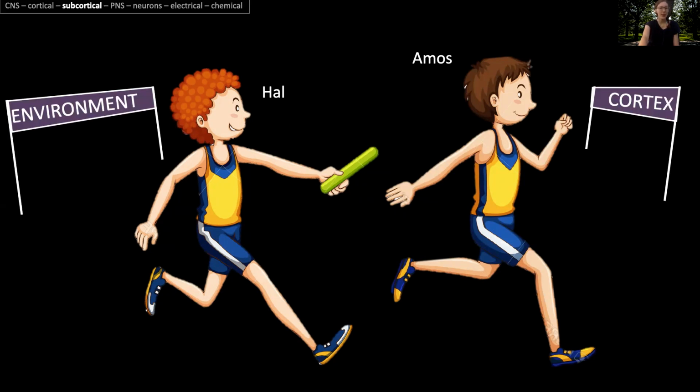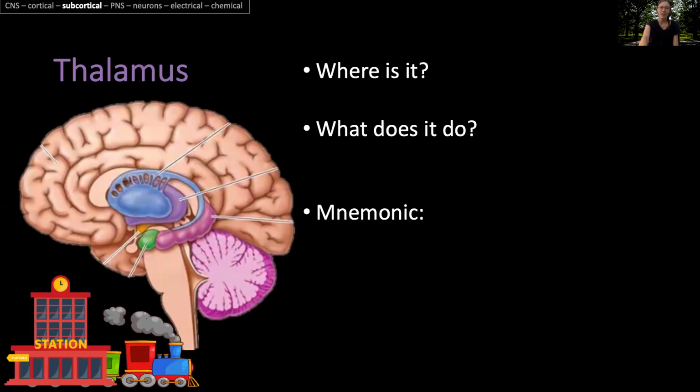And Hal and Amos don't pass just an ordinary baton. Their baton contains sensory information. So this Hal-Amos pair is so quick at getting their baton of sensory information from the environment to the cortex. So that corny analogy, Hal and Amos together make the thalamus.